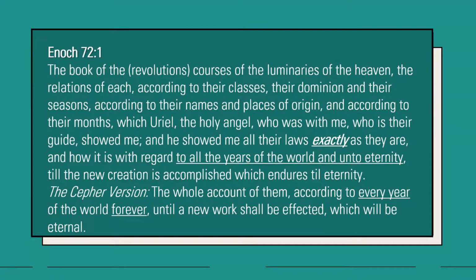The Sefer version says, the whole account of them according to every year of the world forever, until a new work shall be effected, which will be eternal. So what is Enoch telling us? He's telling us that it's fixed and it's going to happen year after year after year in the same fashion until when? Until we get the new heaven, the new earth, until there is a new creation, right? So are you going to believe this procession of the stars and the equinoxes, or are you going to believe Enoch?